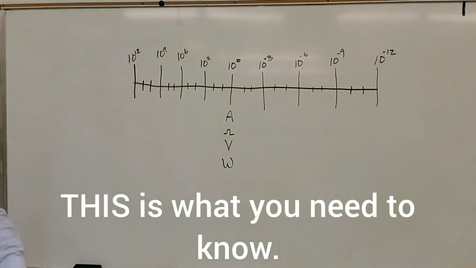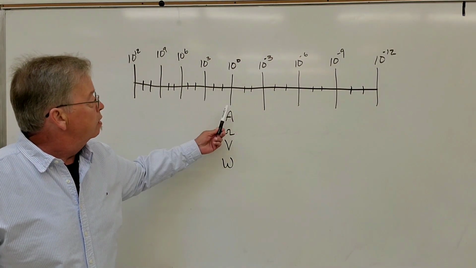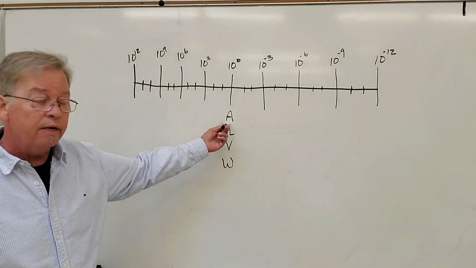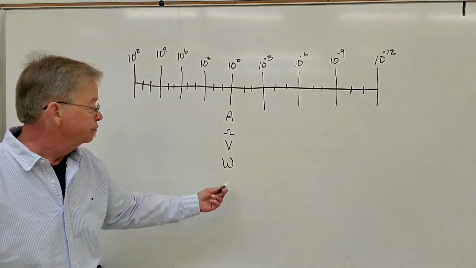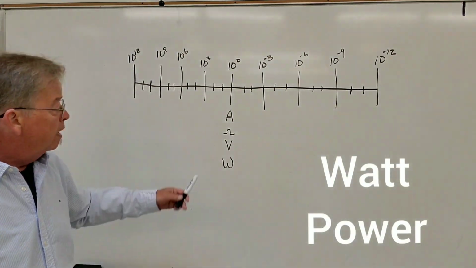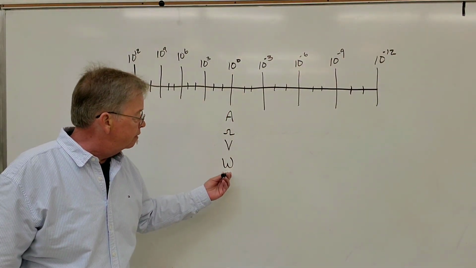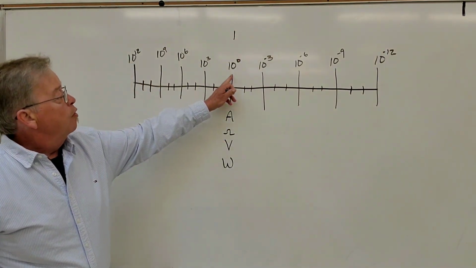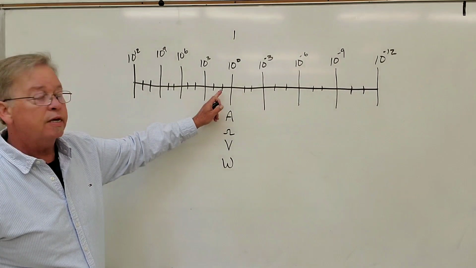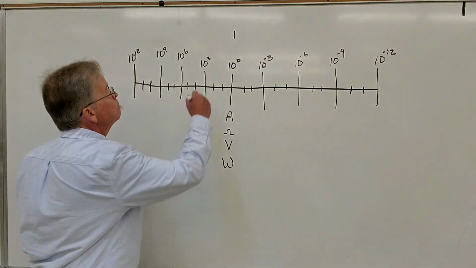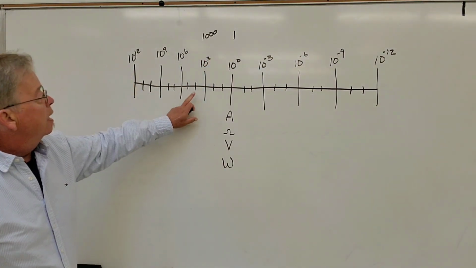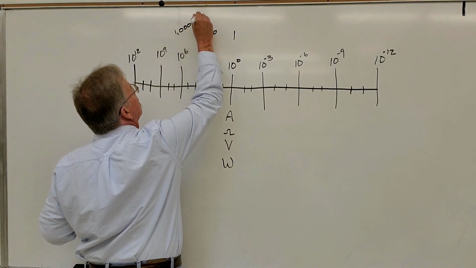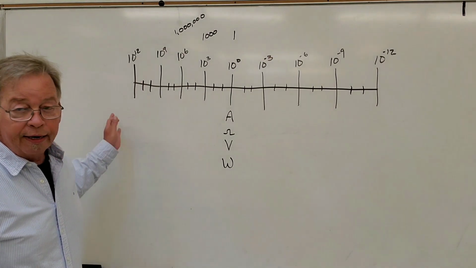All right, so there's the number line that we're going to be using. We have the middle part right here that's marked as 10 to the 0 power, and I've got it marked with an amp symbol, an ohm symbol, a volt symbol, and this stands for watts, which is a unit of measure for power, and we're going to get into that later on. But this is the base value, and this is the ones column. Now, going to the left, we increase value, we get to the tens column, the hundreds column, and then the thousands column. And then the 10,000s, then the 100,000s, and then the 1 millions column. Okay, and we keep going 9 and then 12.